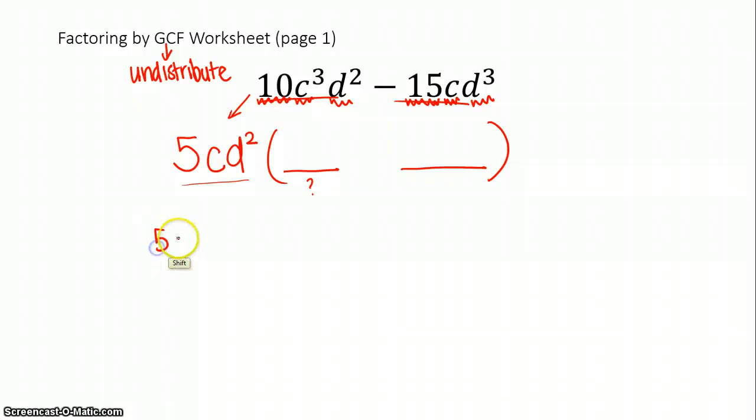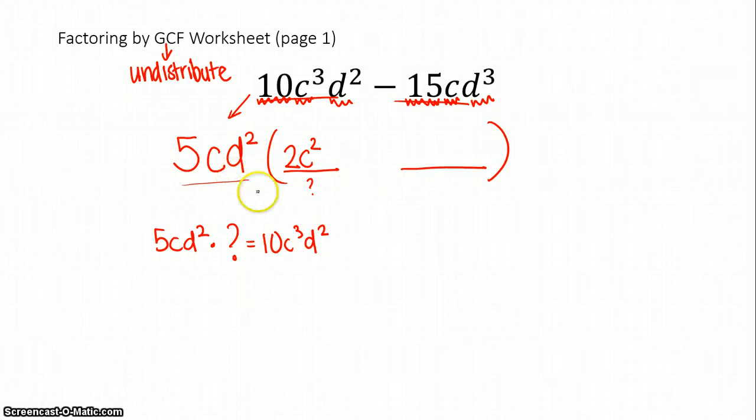So it's like 5c d squared times what is going to get me back to 10c to the third d squared. I'm going to need a 2 to get back to the 10. I'm going to need c squared, so that now I have c to the third. And I already have d squared, so I don't need to worry about the d's.